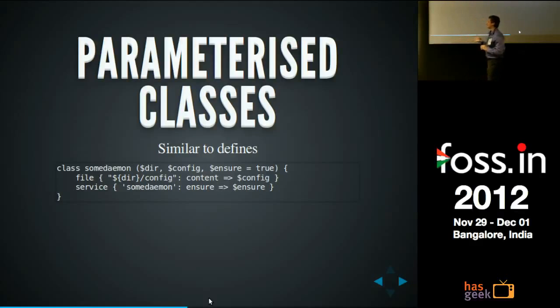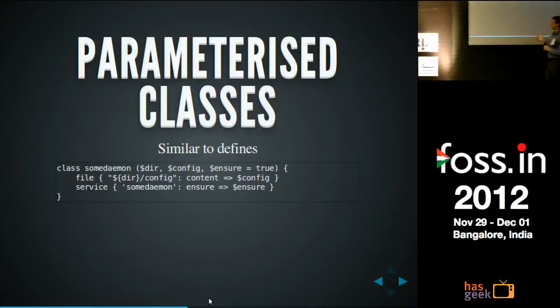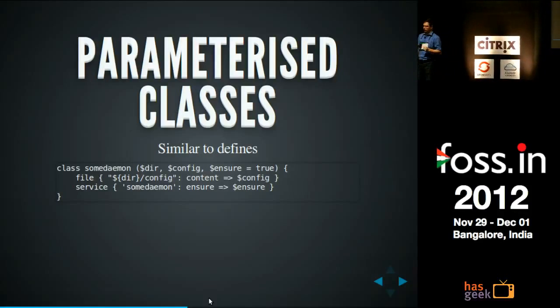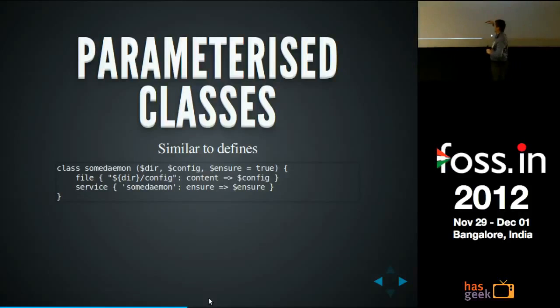But the nice thing about this is that you can have things in here, and you can have conditionals. So that way, if ensure is false, for example, you can then make sure that the service is not running and the file is not there. Precisely. So in this way, this module just became a lot more extensible.